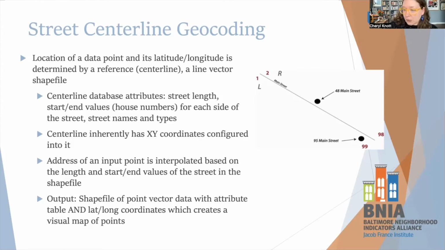95 is significantly closer to the 99 house number versus 1, so its interpolated point would be closer to the end point of this line segment. So we then have these different street addresses being placed on different sides of the street and placed based on that house number. As you can imagine, if you have very long street segments that have a lot of address ranges, you might not have the same level of accuracy as you might get with a much shorter street segment with fewer ranges in the house numbers.